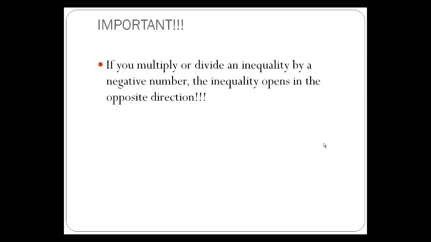On your PSAEs and on all your standardized tests, they like to throw this on there to see if you know what you're doing or not. If you multiply or divide an inequality by a negative number, the inequality changes direction. It has to be multiply or divide. It doesn't matter if you add or subtract. But if you multiply or divide by a negative number, the direction of the inequality will change sides. So let me show you what I mean.